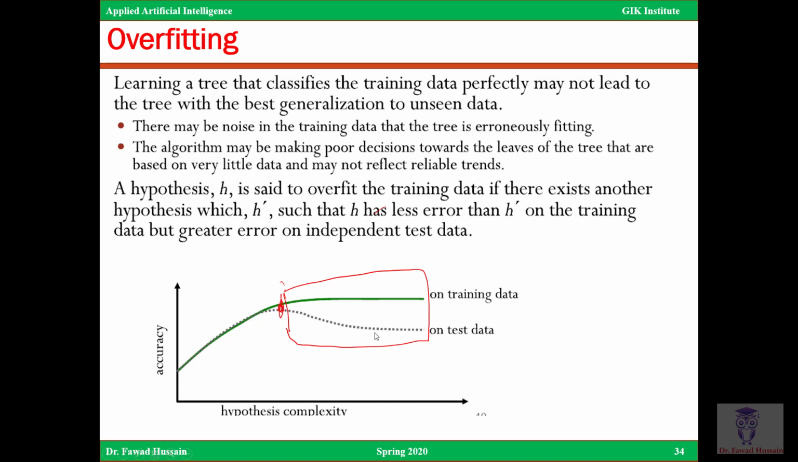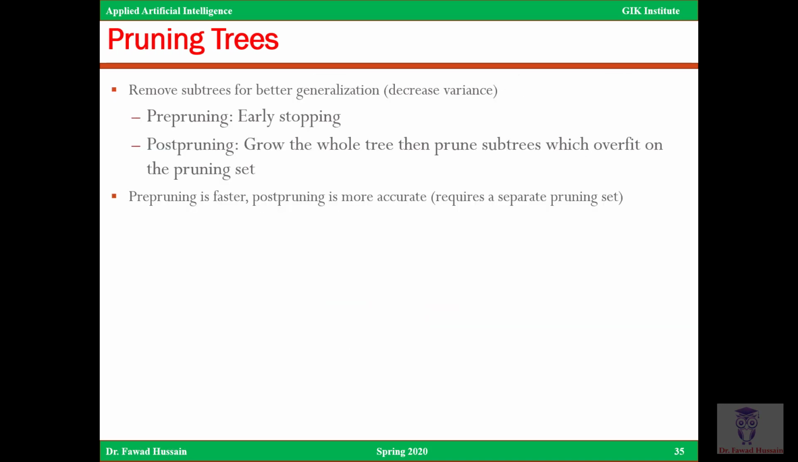So the way to prevent this overfitting in trees, as you may recall from data structures, is pruning. Now there are two ways of pruning a tree. The first one is pre-pruning and the second one is post-pruning.